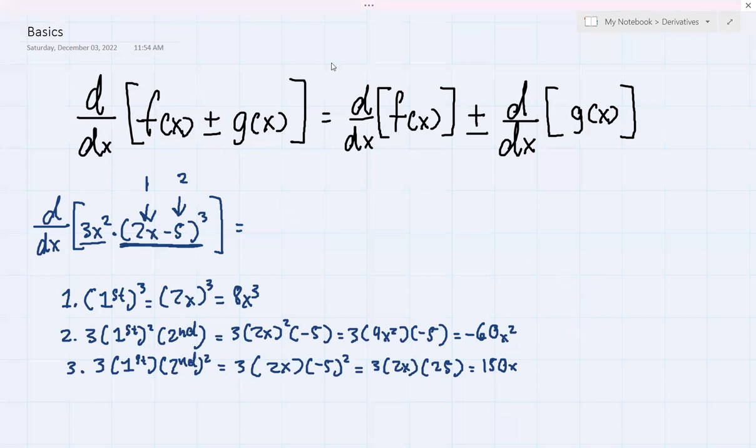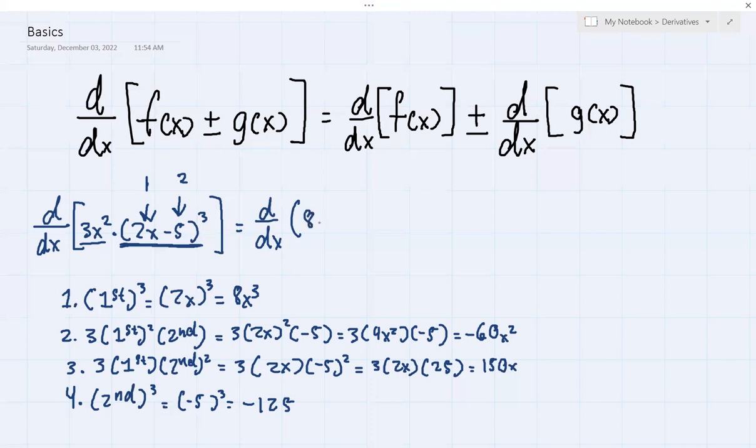So now let's proceed to the fourth term. So fourth step pala. Fourth step is i-cube natin yung second term, which is cube ng negative 5. So this is negative 125. Now, we can add them together. So pag i-add mo sila, we have 8x cubed minus 60x squared plus 150x minus 125. Ayan na siya. So that's it.